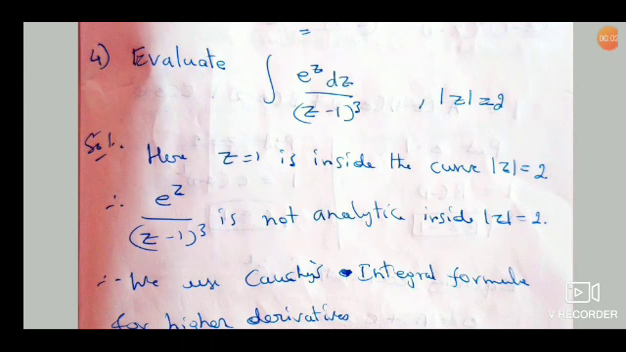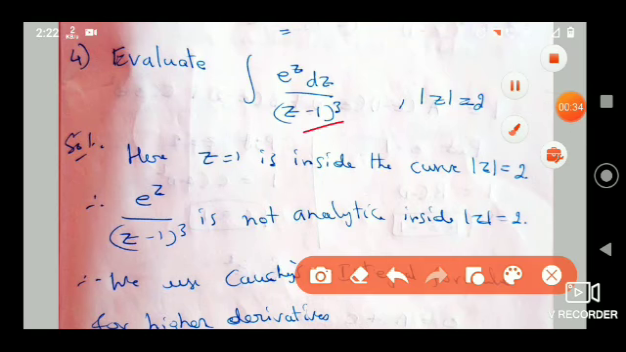Integration of e power z dz divided by z minus 1 whole cube, where the curve is modulus of z is equal to 2. So what is this? It is a circle of radius 2 centered at 0. So just check here, what is the point? The point is z is equal to 1, and 1 lies inside the circle.